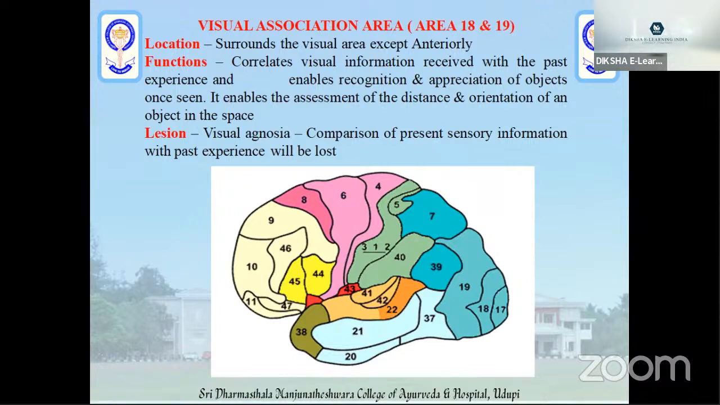With a lesion, usually visual agnosia will occur. It means comparison of the present sensory information with past experience will be lost. For example, if you have seen a needle, that memory is stored in area 18 and 19, and when you see the needle again, you grasp that it is a needle. But what happens if there is a visual association area lesion? Even though you have seen the needle, you can't grasp what it is. You will think it is as if seen for the first time. That is called visual agnosia.